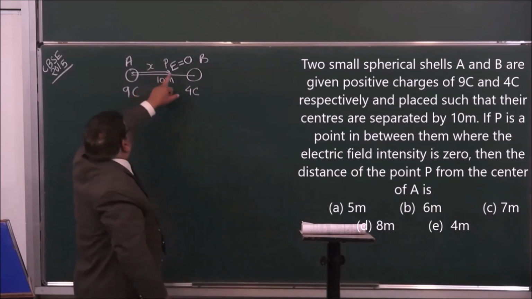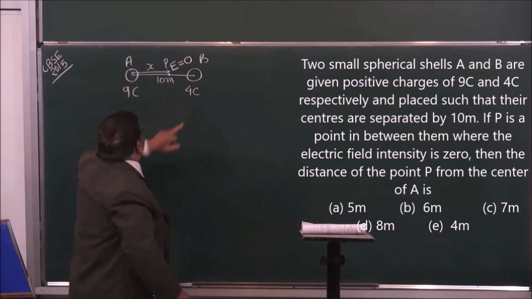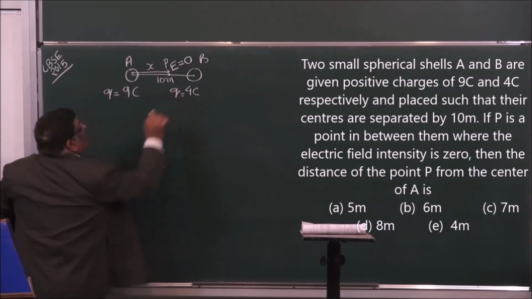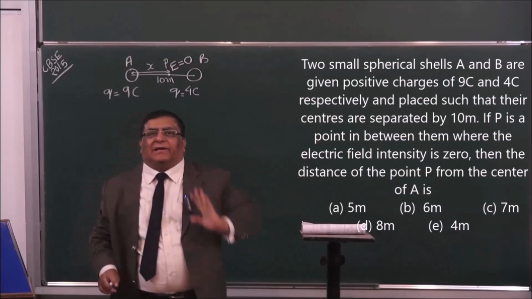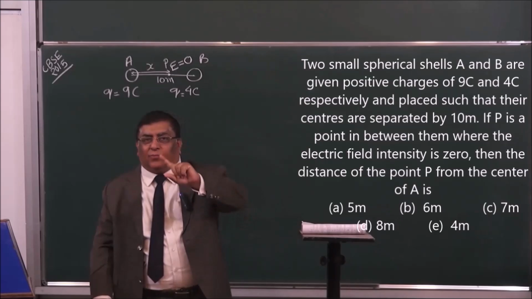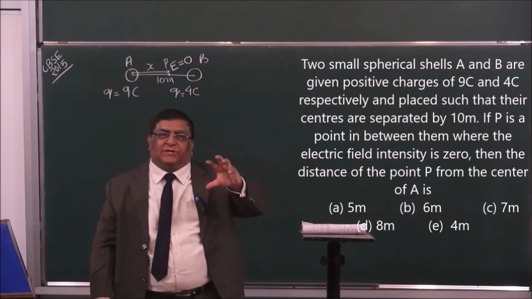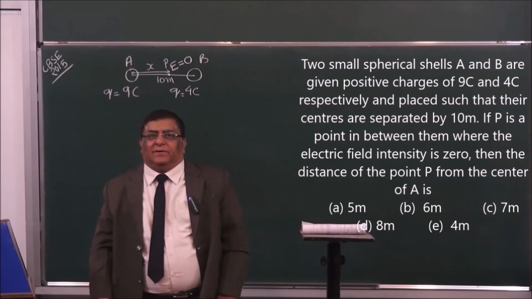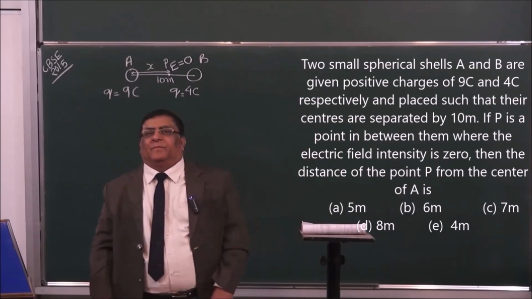This x we have to find, and here the electric field is 0. This is a charge, this is a charge. Do you know the relation between charge and electric field? That is question number 1. Question number 2: if there are more than one charge, 2 charges, 3 charges, 4 charges, then how do we find the electric field at one point? These are the 2 questions which you must know.